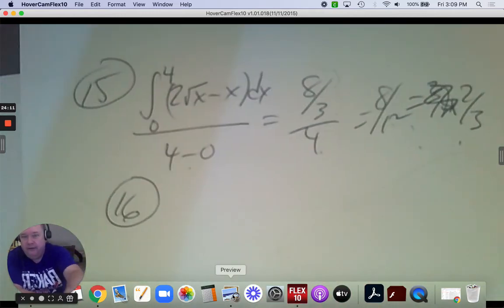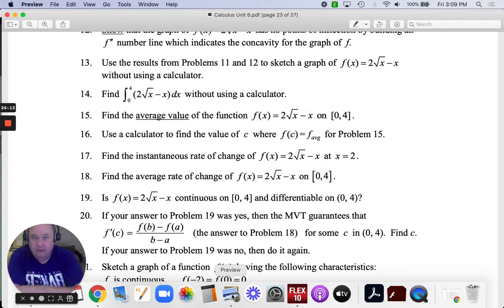Number 16. Use a calculator to find C, where f at C equals the average for problem 15. We're back again at this. So to use a calculator to find where that is, the average value was 2/3. Make it equal to 2 root x, subtract x, and then solve it. So take the answer we did in number 15, make it equal to the function, and solve for x.